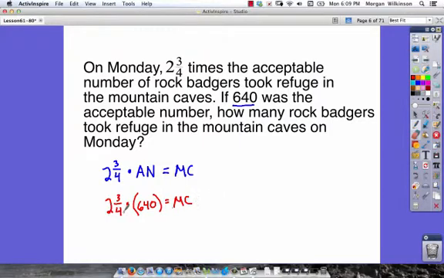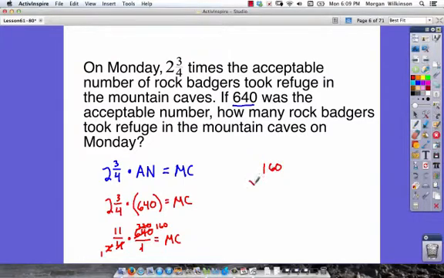Well, to find our answer, we can multiply. We need to change 2 3/4 to an improper fraction. That's 11/4. We have 11/4 times 640 over 1 is equal to the number of badgers in the mountain caves. Well, let's see if 4 goes into 640. First, we know we could cut them in half. So the 4 is going to become a 2, and the 640 will become 320. We could cut those in half again. The 2 becomes a 1, and half of 320 must be 160. So we now have a 1 in our denominator. That's always nice. And we have 11 times 160. That's going to tell us how many badgers were in the mountain caves.